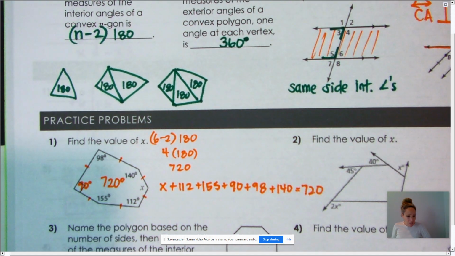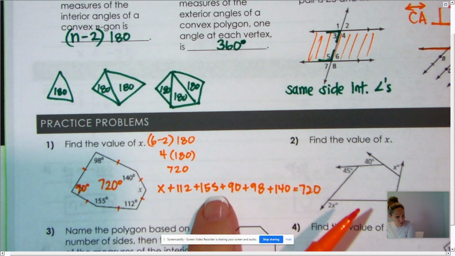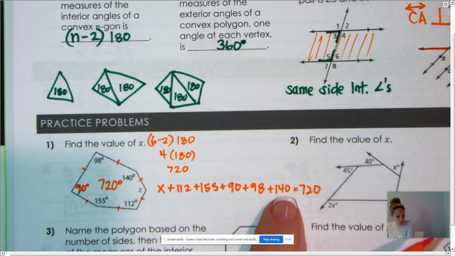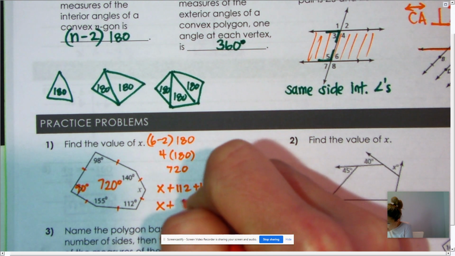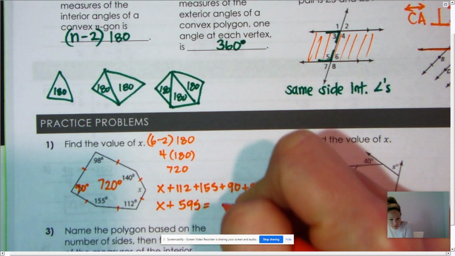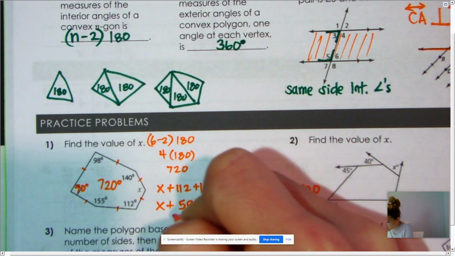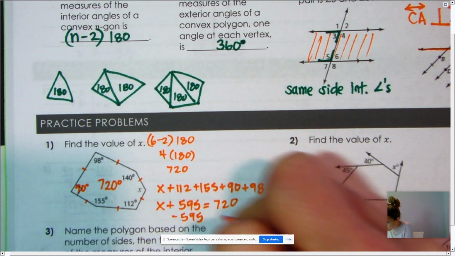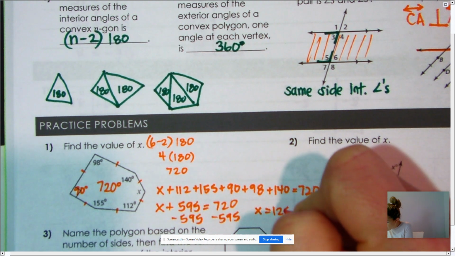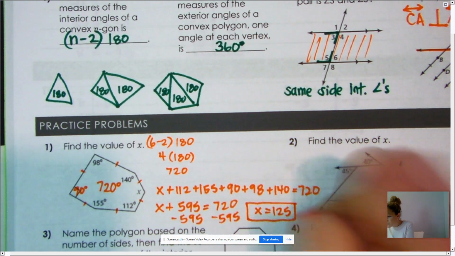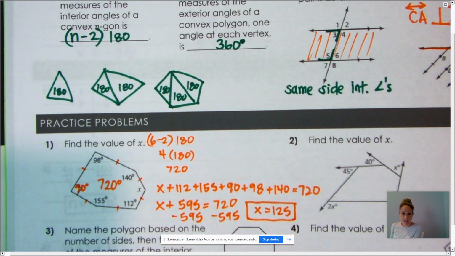Okay, so I'm going to add up all of these numbers. So I'm going to go 112 plus 155 plus 90 plus 98 plus 140. And so we get X plus 595 is equal to 720. And then I'm going to subtract that on both sides. So we get X is equal to 125. Okay, which is a reasonable answer for an angle that looks like that.